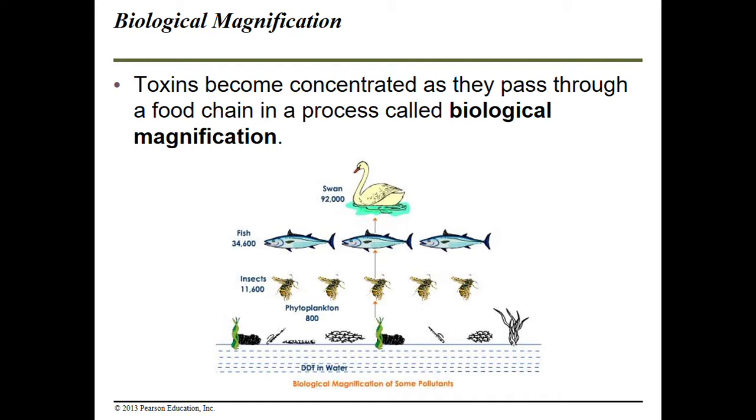And that's why when we eat a predatory fish, it has more mercury than a lower level fish. So a fish that eats other fish will have more mercury than a fish that eats plankton or something like that.